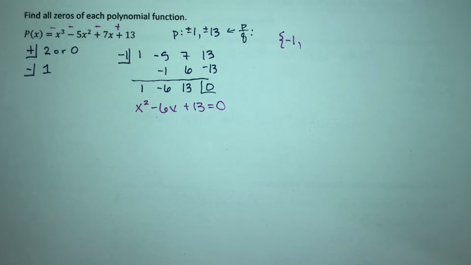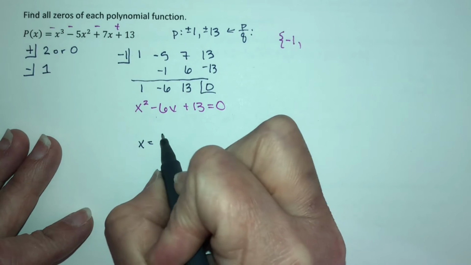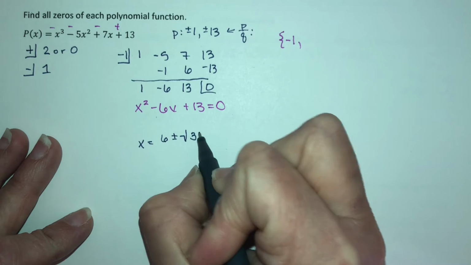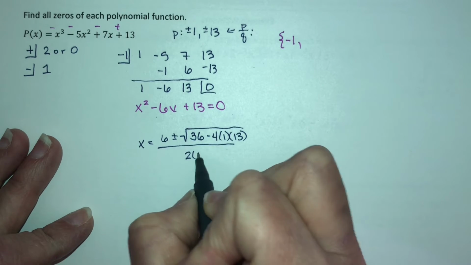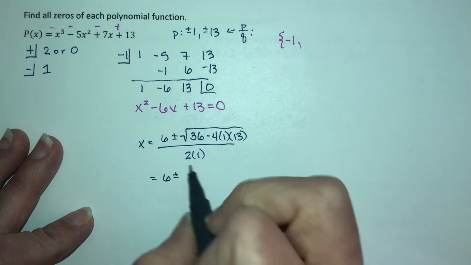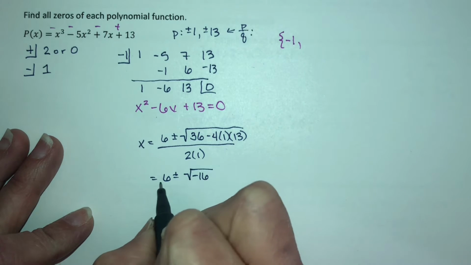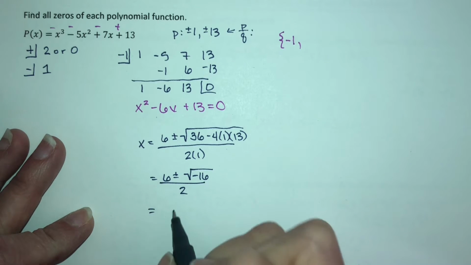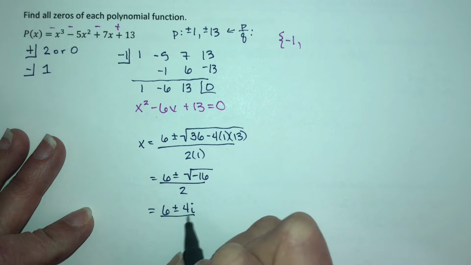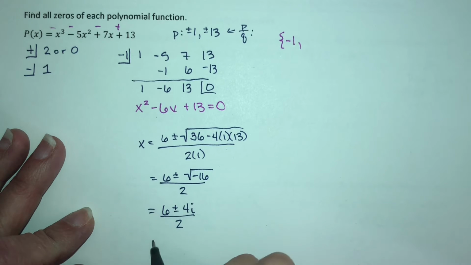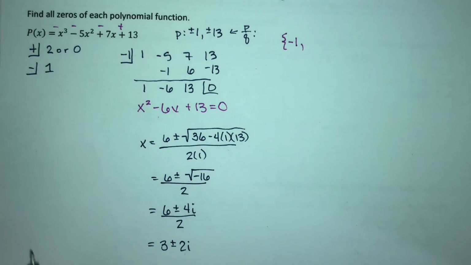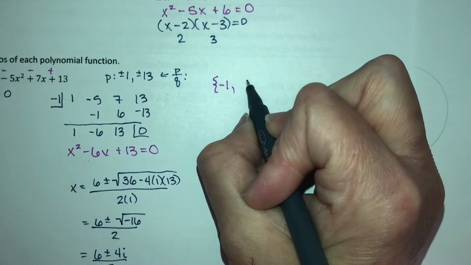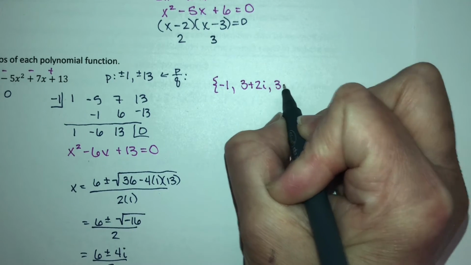This does not factor, so go to the quadratic formula. X equals negative b plus or minus the square root of b squared minus 4 times a times c all over 2 times a. Simplify under the radical and you get negative 16 over 2. The square root of negative 16 is 4i. Okay, and now you can factor a 2 out and reduce it, and you get 3 plus or minus 2i. So here are your other two solutions. So we have that 0 possibility here. We didn't get two irrational positive solutions. So your other two answers are 3 plus 2i and 3 minus 2i.